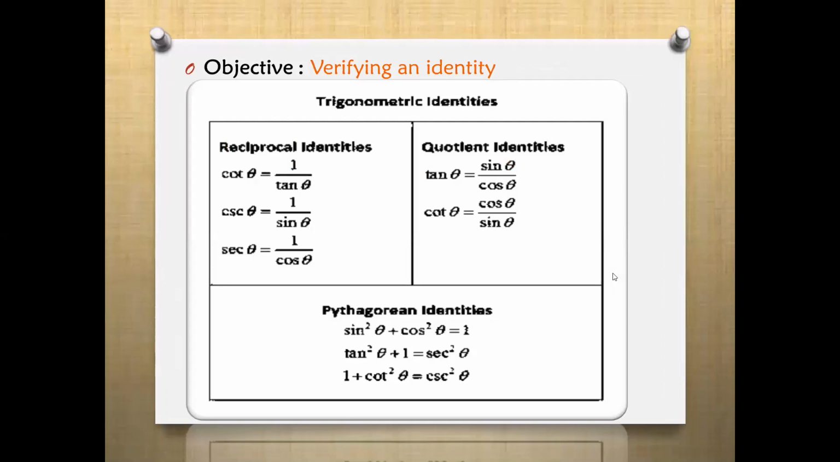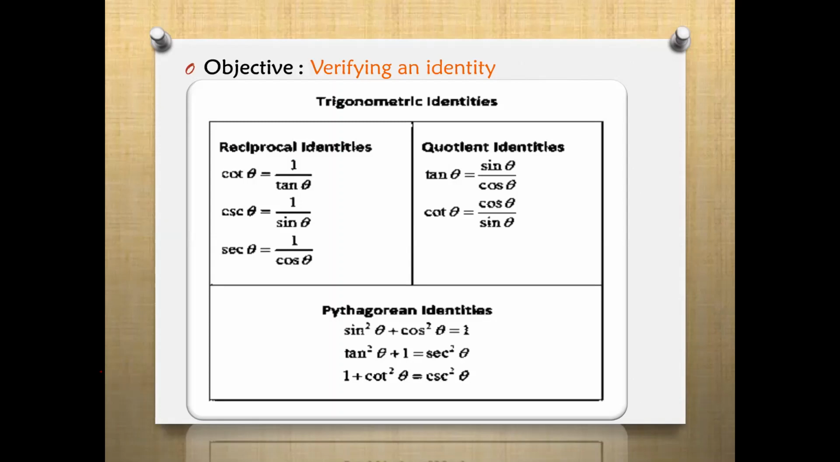Now, before we start the second part of our lesson, I will revise with you the identities that we talked about in the previous lesson. That's the reciprocal identities. Cotangent theta is 1 over tan, and cosecant theta is 1 over sine. So sine theta also is 1 over cosecant. Secant theta is 1 over cosine, and cosine is 1 over secant. And also we say that tan theta is sine over cosine, and cotangent is cosine theta over sine theta.